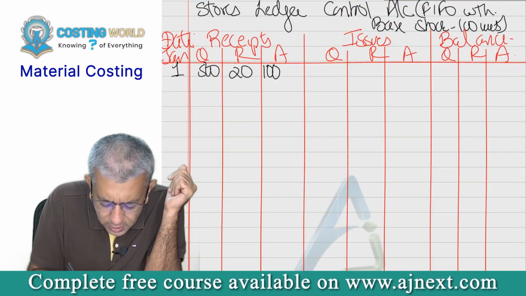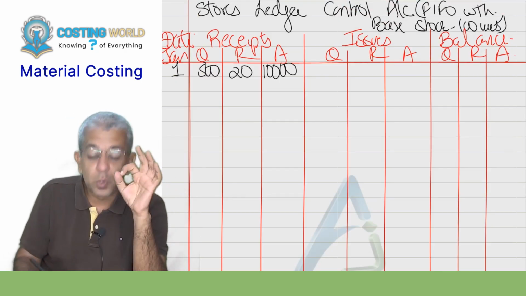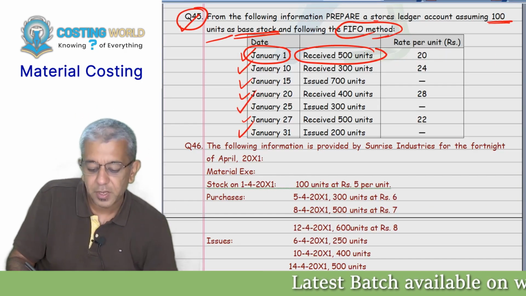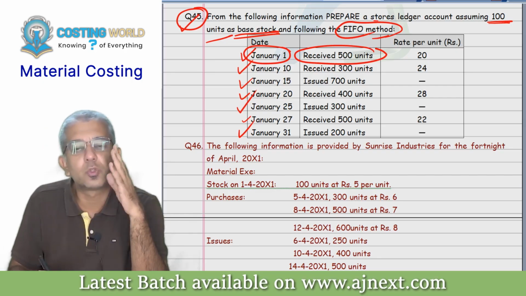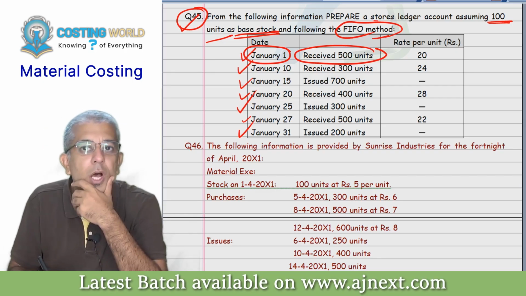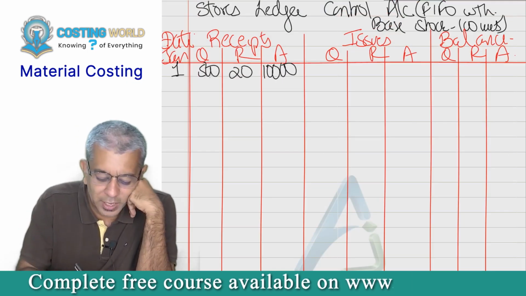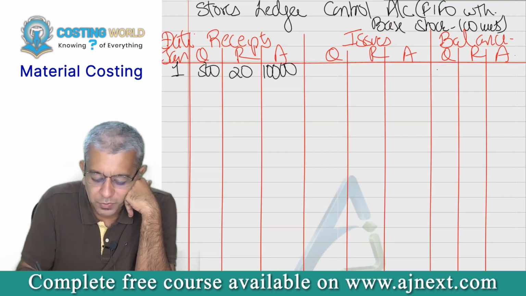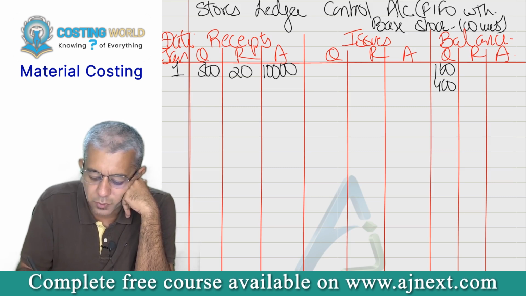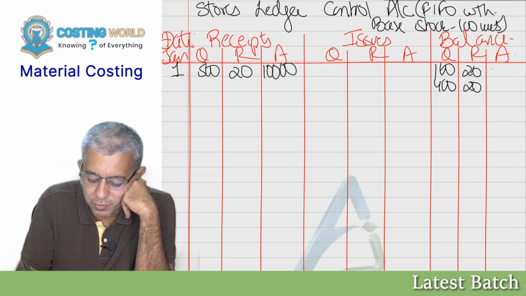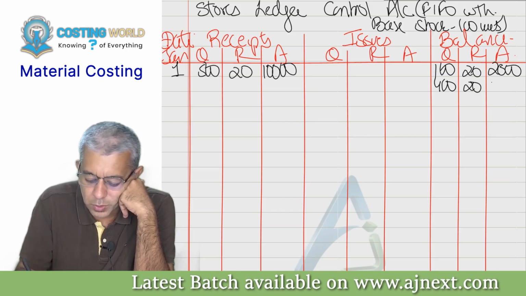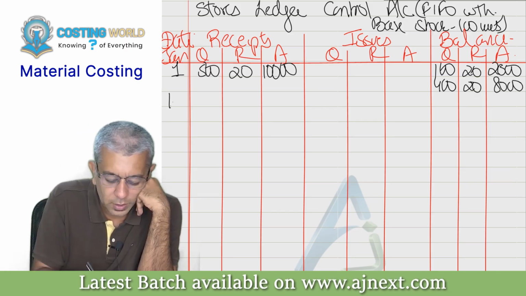That will become 10,000. Listen. Whenever you receive the goods for the first time, please segregate your base stock. So the base stock in this particular question is how many units? 100. So we break up this 500 into 2 lots. One is 100 base stock, one is 400. Obviously, both of them at the rate of 20. So, 2,000 and 8,000. Jan 10th.